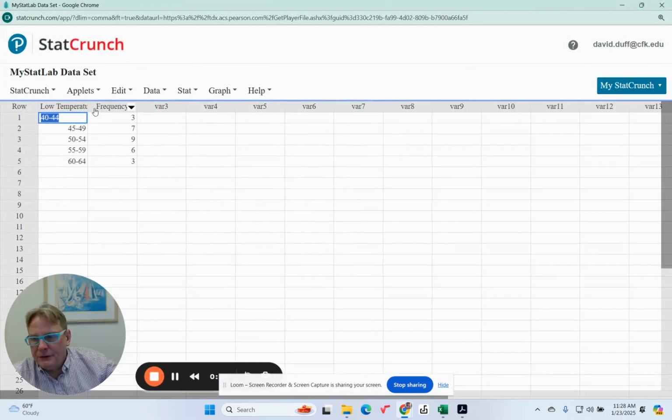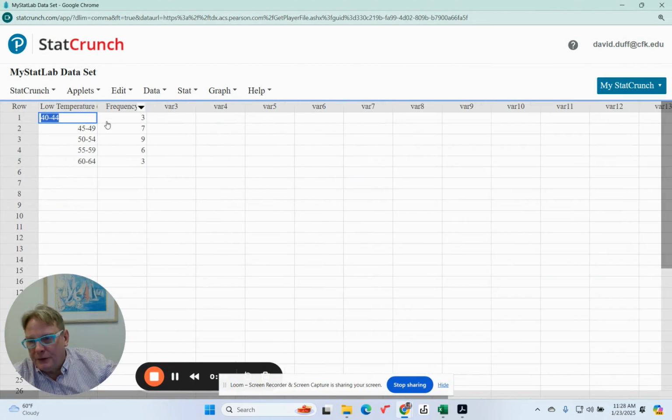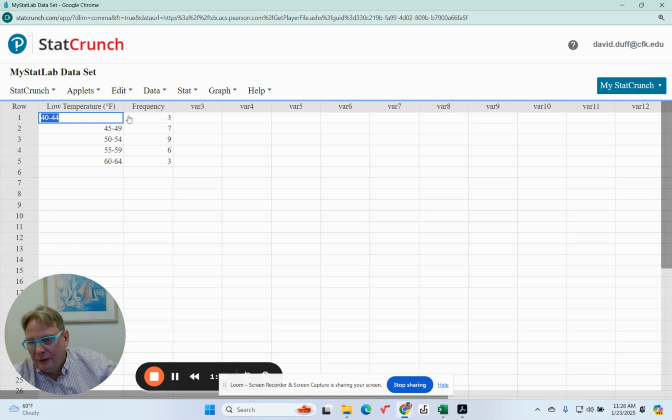All right, and see it's already categorized, low temp. If you wanted to pull this over, you just grab this double arrow so that you can see the entire column heading. That's not necessary, but you might like that. All right, so what am I going to do here? I'll tell you what I'm going to do.